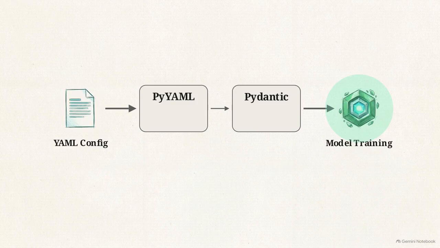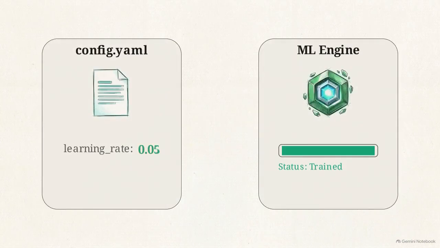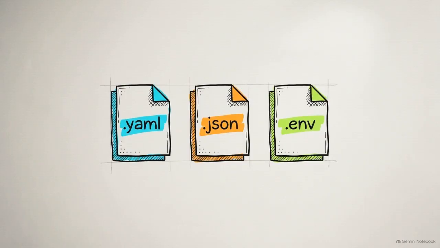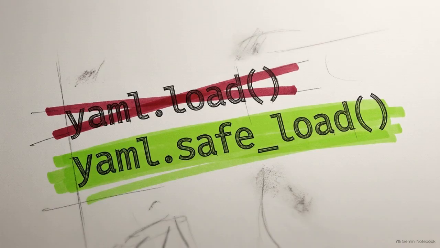By decoupling these parameters and validating them at runtime, the system allows for rapid experimentation without manual source code modification. To summarize, reserve YAML for deeply nested human edits, keep JSON for APIs, and limit .env files to flat secrets. Always use yaml.safe_load to prevent arbitrary code execution from untrusted sources.